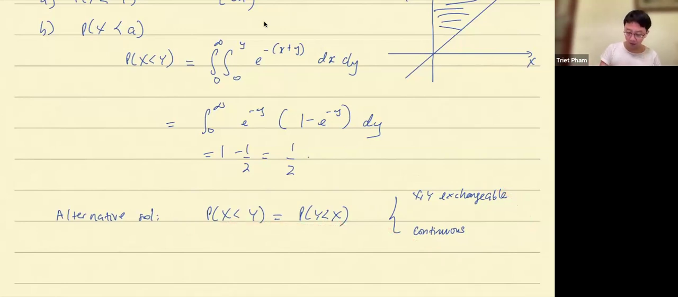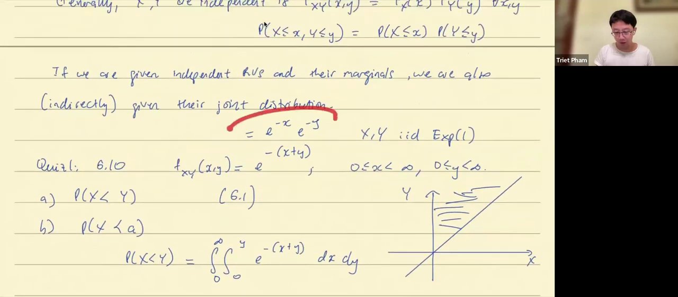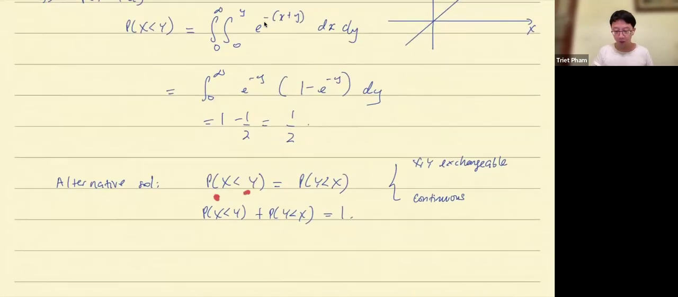On the other hand, this will be 1 because there's no equality. So either X < Y or Y < X, so together it's 1, meaning it's 1/2 each. In fact, this doesn't require anything about exponentials. As long as you have IID continuous random variables, automatically it's true that P(X < Y) is 1/2 by this argument.